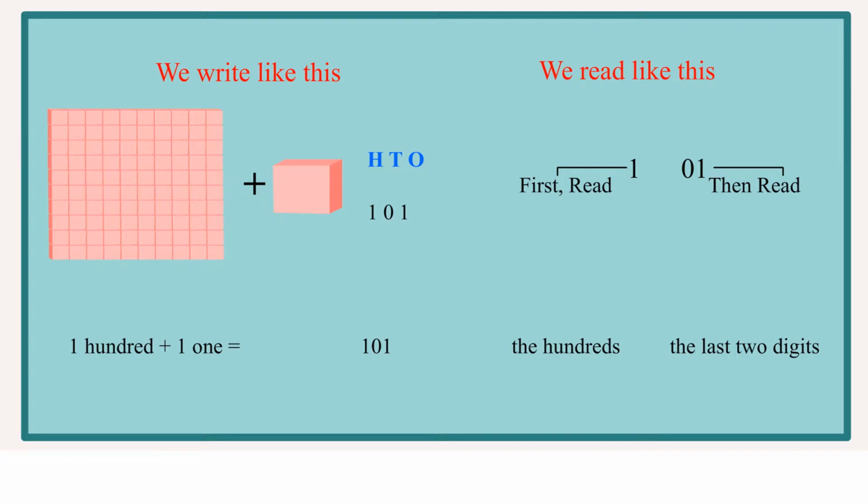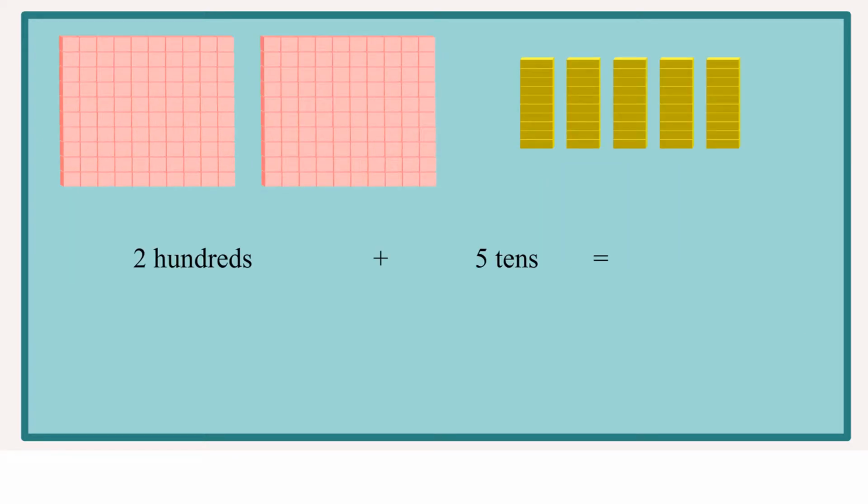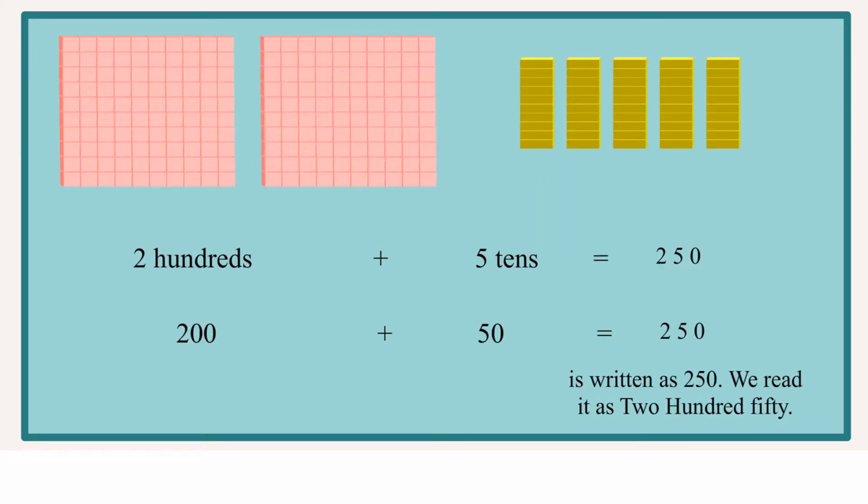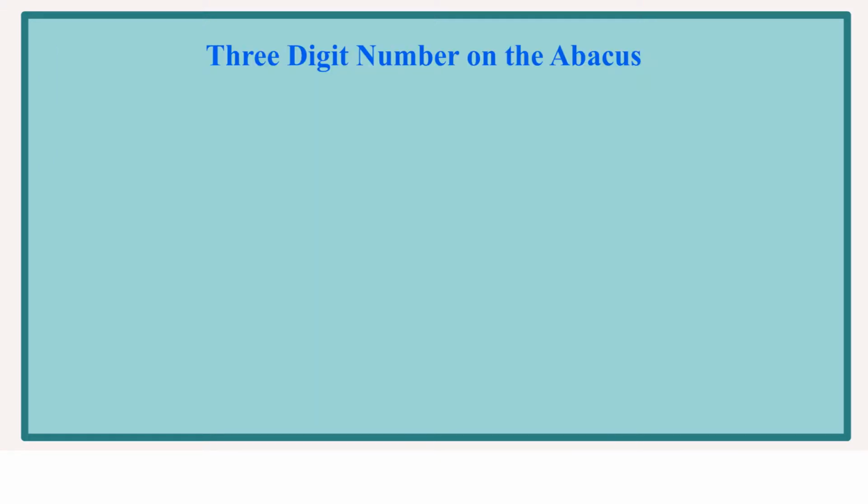100 plus 1 is equal to 101. The hundreds, the last 2 digits. 200 plus 5 tens, 250. 200 plus 50 is written as 250. We read it as 250.